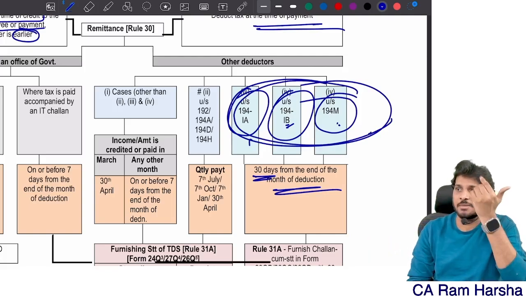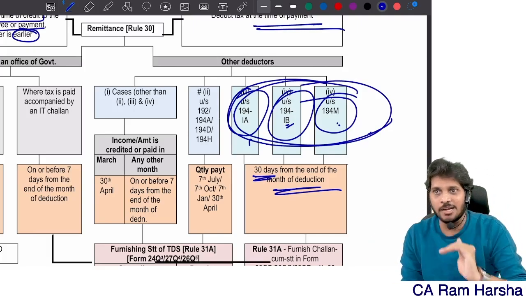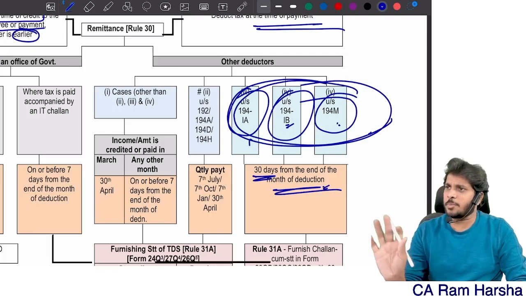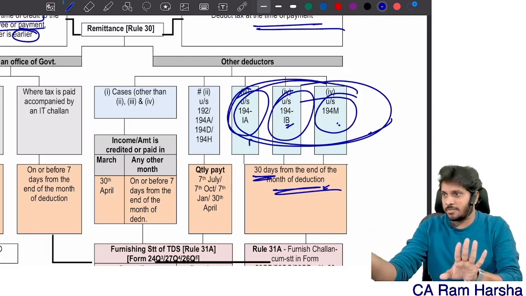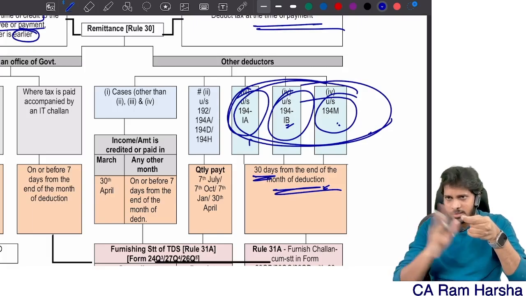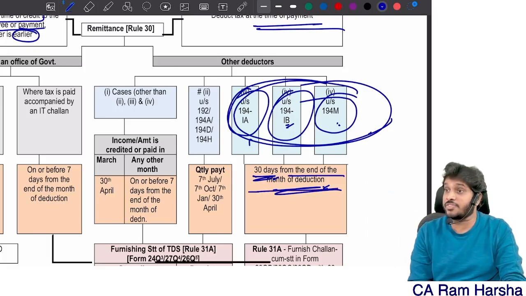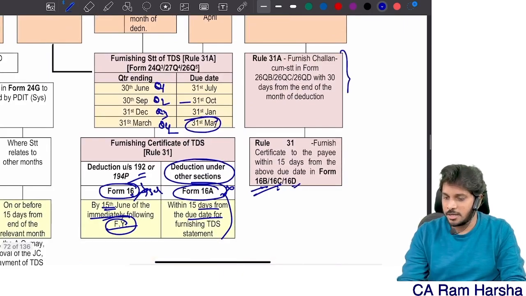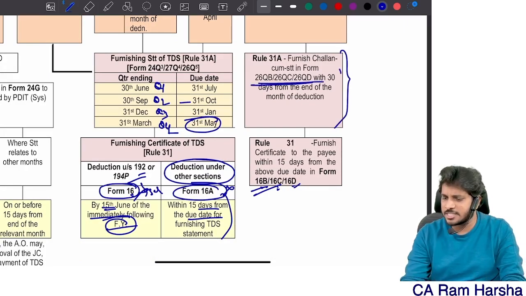First of all, you don't have a TAN number. In these 3 cases, generally they will not have TAN numbers. So you just have to pay the amount to the department by 30th of the next month. The month in which you deducted, you ignore. Within 30 days of the next month, 30 days from the end of the month of deduction. And you need to furnish a challan. For that some format is given. This challan number is not required.